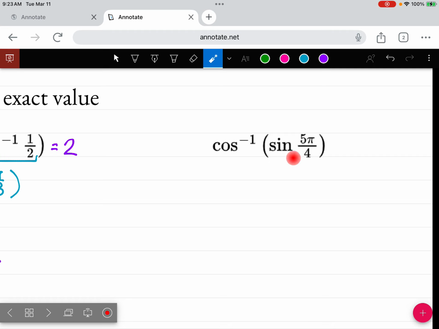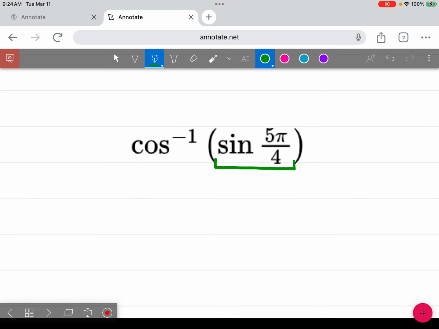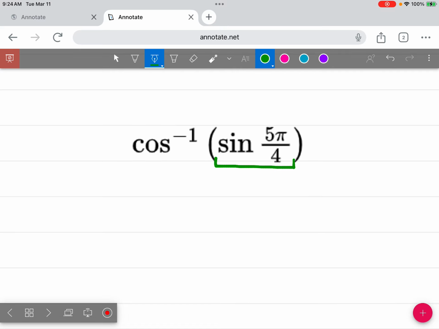So in this case, when we have inverse cosine of sine of 5 pi over 4, our inside piece means we're going to start by finding our ratio, our sine of 5 pi over 4. Well, 5 pi over 4 is one of our unit circle values. Sine of 5 pi over 4 is in quadrant 3, so our sine is negative root 2 over 2.